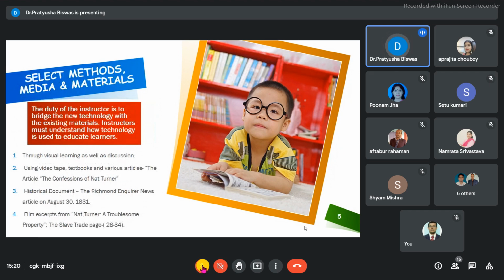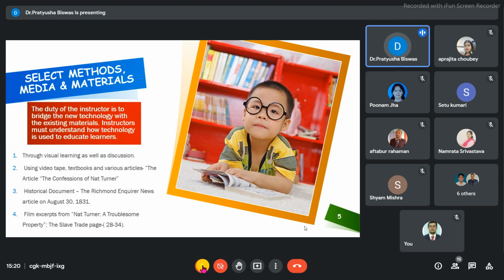And I find this to be very important in instructional design for today's times. The duty of an instructor is to bridge the new technology with the existing materials. Instructors must understand how technology is used to educate learners. As I've clearly stated, why do we want to select methods, media, and materials? We want the child to understand how the technology is working, and how the existing materials, or the materials that were created much before, can be put into the technology mode, and how this gap can be bridged.